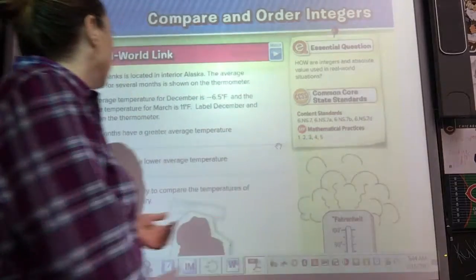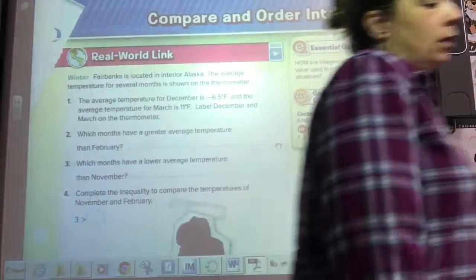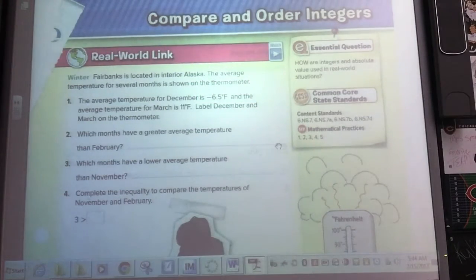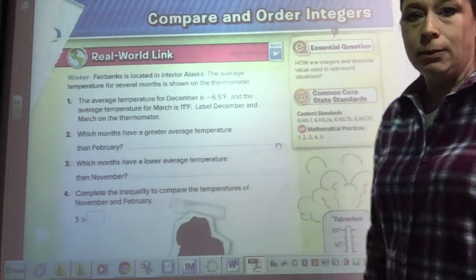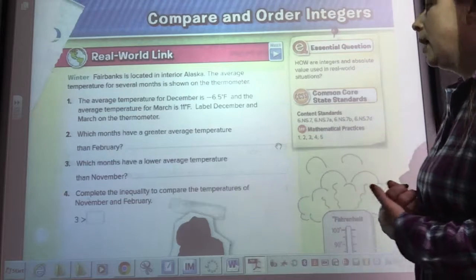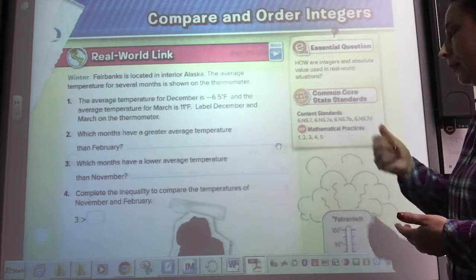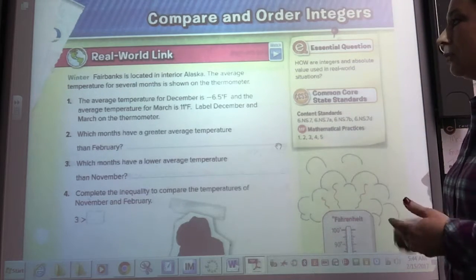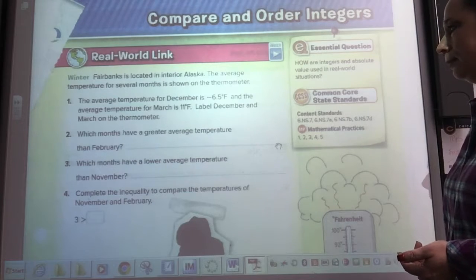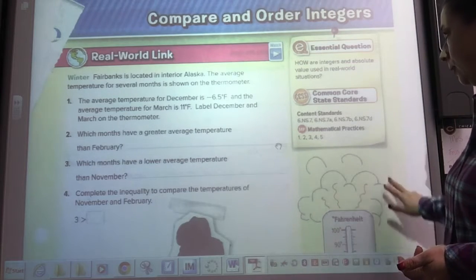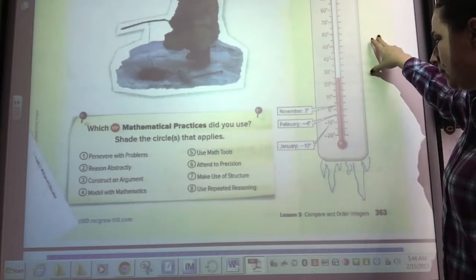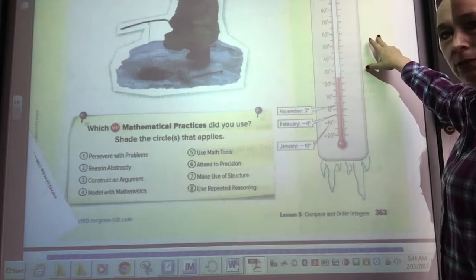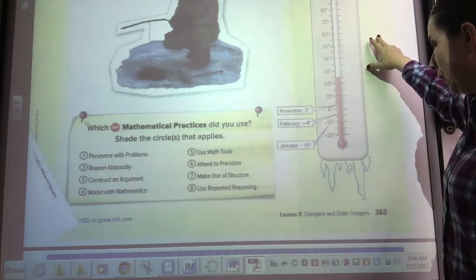Okay, here we go. Today, our objective is that we are going to be able to compare and order integers. Integers are whole numbers that go from negative to positive, right? And we're going to talk about Alaska. It talks about the average temperature for several months shown on a thermometer. And that thermometer is down here. So we've got the average temperature in November is 3 degrees. That is flipping cold. February, -4, and January, -10.